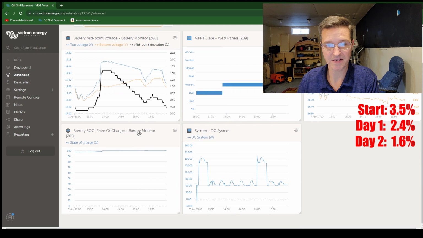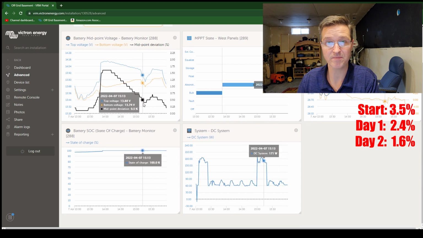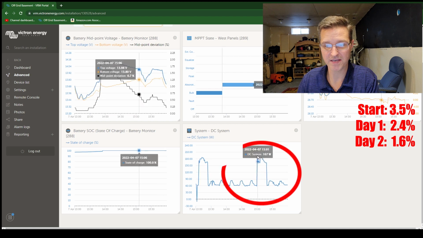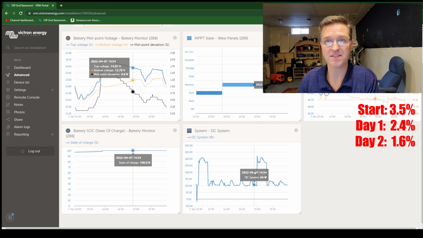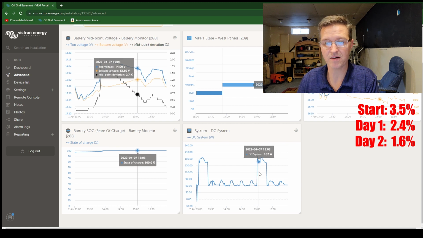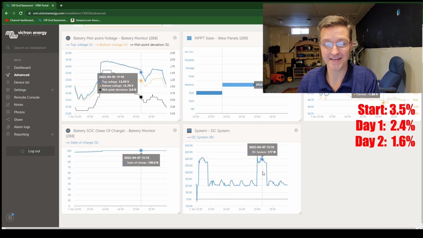Let's scroll down a little bit, because I wanted to see why I saw this dip right here, and I thought that was kind of strange. But as you can see over here, this big jump, it goes from using 64 watts all the way up to 167 watts, and it stays there for about 20 or 30 minutes. That is my refrigerator kicking in.